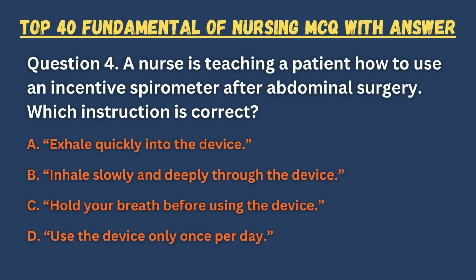Question 4. A nurse is teaching a patient how to use an incentive spirometer after abdominal surgery. Which instruction is correct? A. Exhale quickly into the device. B. Inhale slowly and deeply through the device. C. Hold your breath before using the device. D. Use the device only once per day.